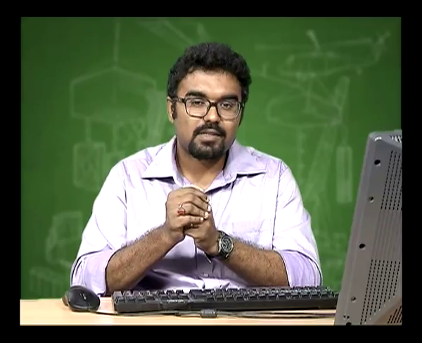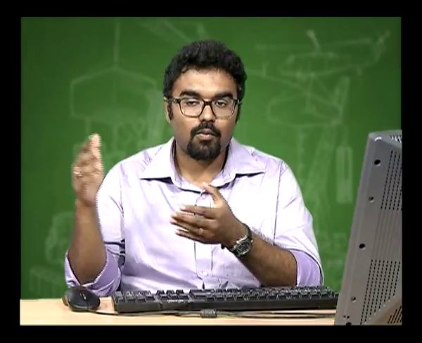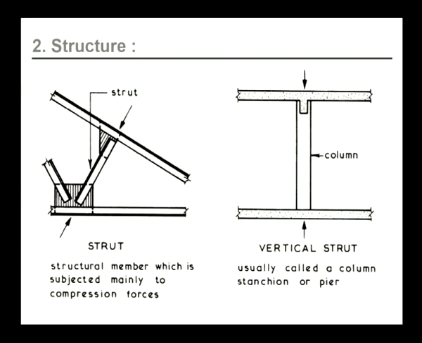A structure consists of various members. These members are the structural members which do an important task of transferring the load from one member to another member. It is basically how we transfer the forces from one member to the other. So here we see an example of a strut. A strut is a structural member which is subjected mainly to compression forces. Here we see a column, and this column can be called a vertical strut.